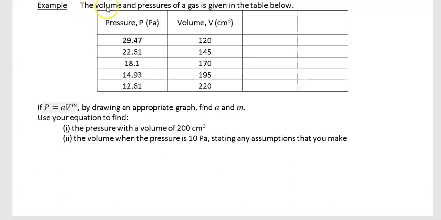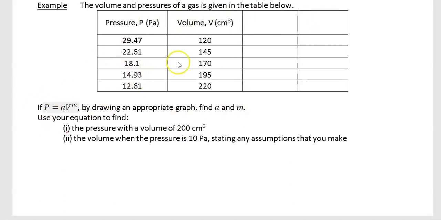So in this example, it says the volume and pressures of a gas is given in the table below. So we get the pressure P and the volume V, and it says if the relationship is P is equal to AV to the power of M, by drawing an appropriate graph, find A and M. Now, the first thing you need to know is what you're plotting. It's pretty obvious you have to put log P and log V because there's no other variables given, but why it is going to be that.